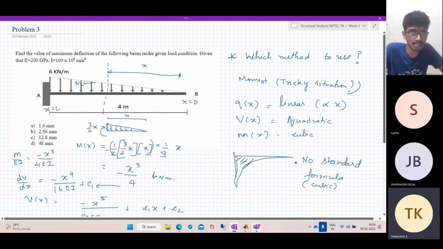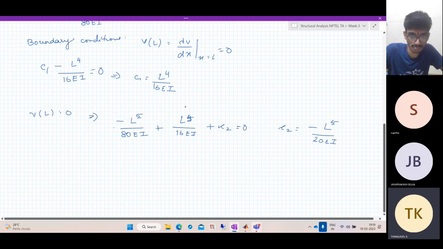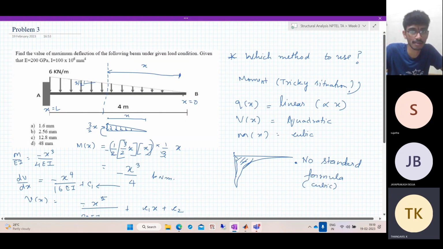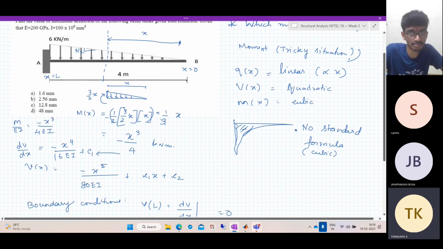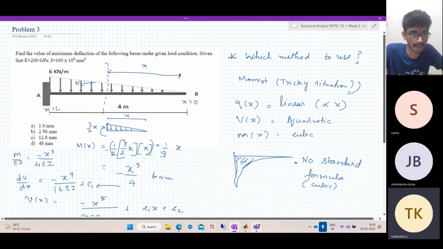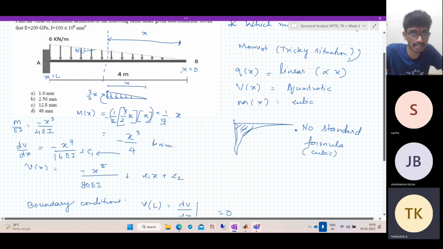Now what is it that we need? We need the maximum deflection. So we know that the maximum deflection occurs at the point B. How do you know that? Shear force, right? Wherever the shear force is 0, the maximum deflection occurs there. Sorry, that's wrong, that's not correct. By physical intuition, we know that the maximum deflection has to occur at the point B because it's the free end.